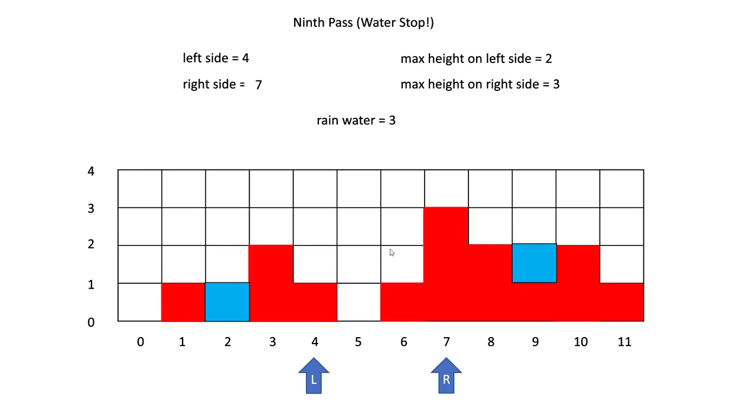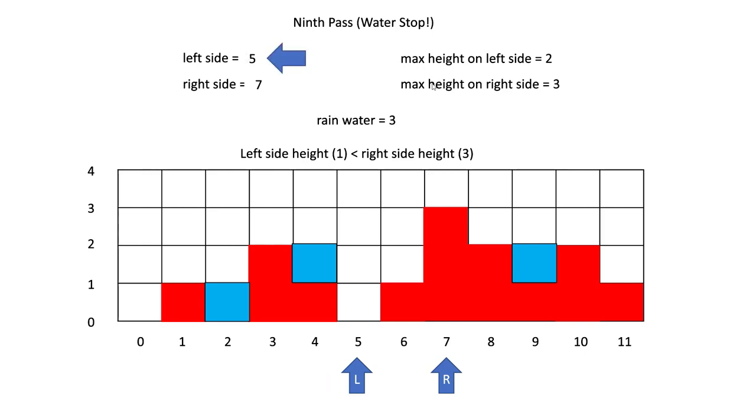Now the 9th pass, which is another water stop. Or actually, we're still on the 9th pass. So add 1 here for the water stop. Now the left side height is 1 and the right side height is 3. So this right side is winning. And so we need to move the left to 5, increase that to 5, and then we move on to the 10th pass.